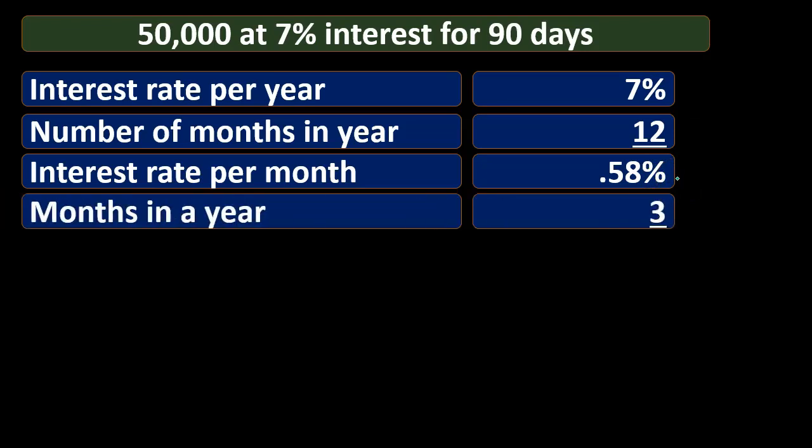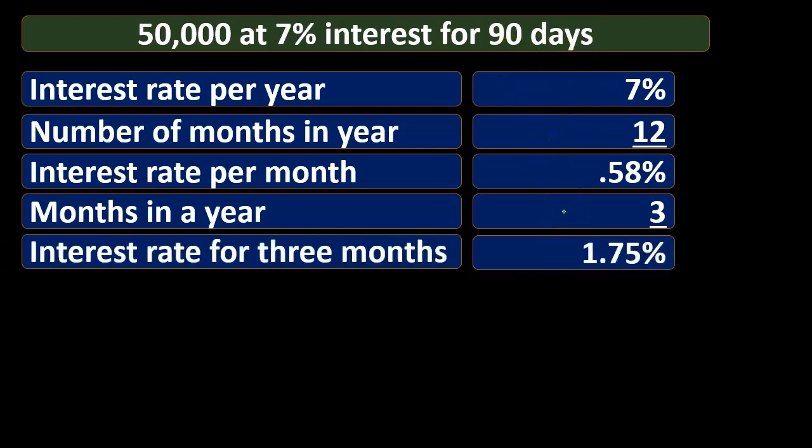Now we're going to take that and multiply times the number of months. So we have 90 days divided by 30 gives us 3 months. So if we take that 0.58 rounded times the 3, we get about 1.75. And this then would be the interest rate per the time period we're talking about, 3 months or 90 days.